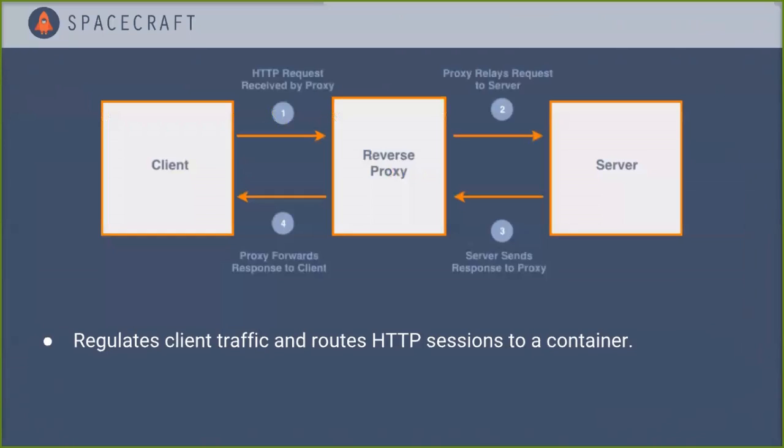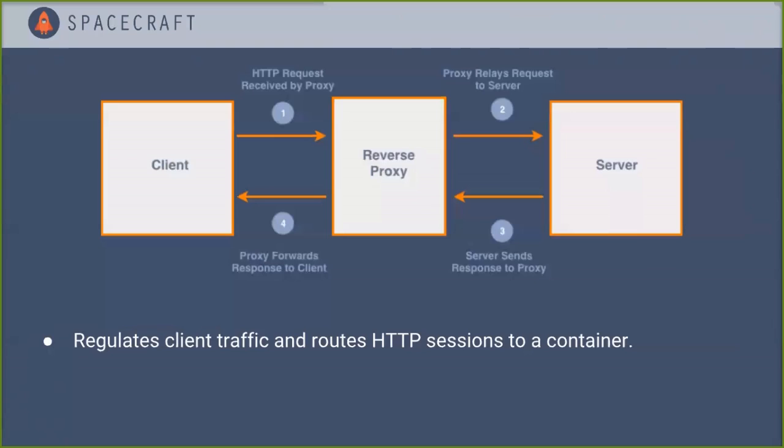And here's basically the cycle of how this works. So the reverse proxy is going to sit there and regulate all the client traffic, and it's going to route HTTP sessions to a container. The client is going to send a request saying, I want to connect to a session of Spacecraft. The reverse proxy is going to catch that, and then relay the request to the server. The server is then going to say, okay, here is a container's IP address and port number, connect them. And the reverse proxy is then going to take that client and forward them over to that container.